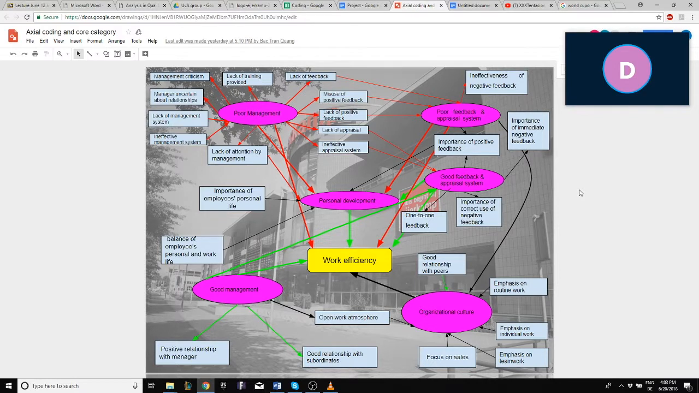Our axial codes can each be found to have a relationship and effect with work efficiency. Good management, good feedback and appraisal systems, and personal development each have a positive relationship with our core code work efficiency, whereas bad management and bad feedback and appraisal systems have a negative relationship with our core category. We have also found that organizational culture has a neutral relationship.